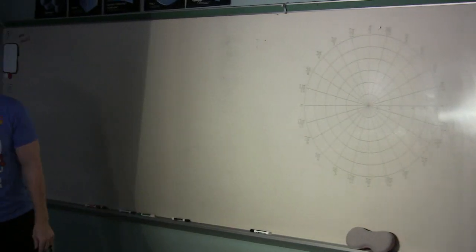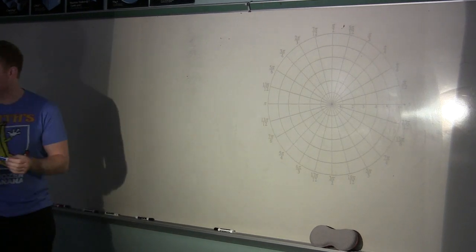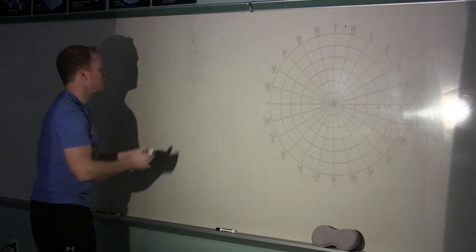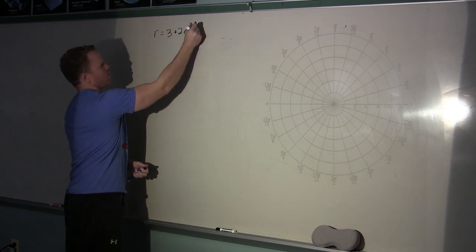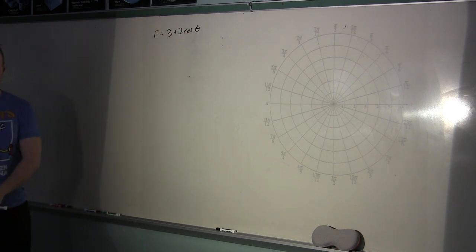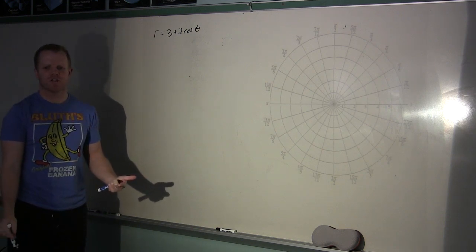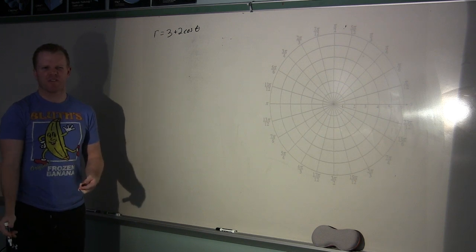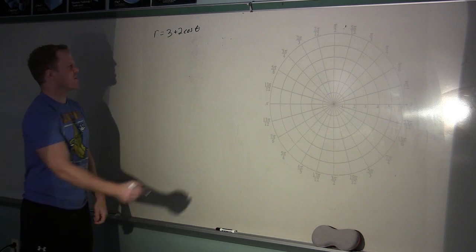Okay, so we wanted to graph r equals 3 plus 2 cosine theta. There are two ways to do this. Well, I guess three if you count just graphing it in your calculator, which I'm not really going to count. So you could just tediously plug in points.